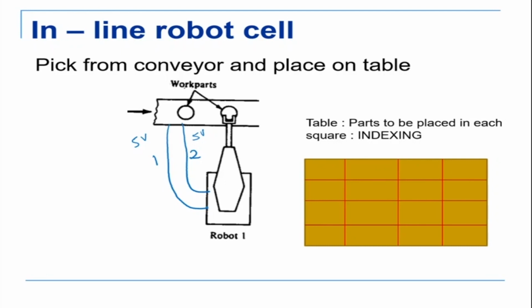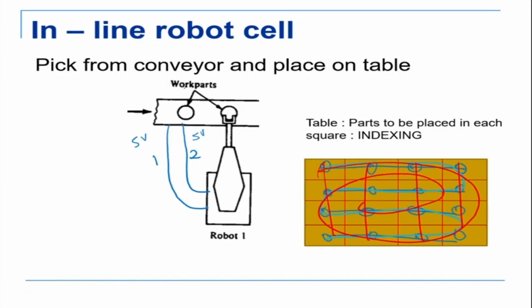Now, another interesting feature here: suppose in this problem the robot has to pick up from here and put it here, like that. So the robot has to put one part in each of these boxes. What will be the fastest way to do this? Should it go like this, then like this, then like this? Would that be fast? Or should it go any other way, like this? Which will be the fastest way?